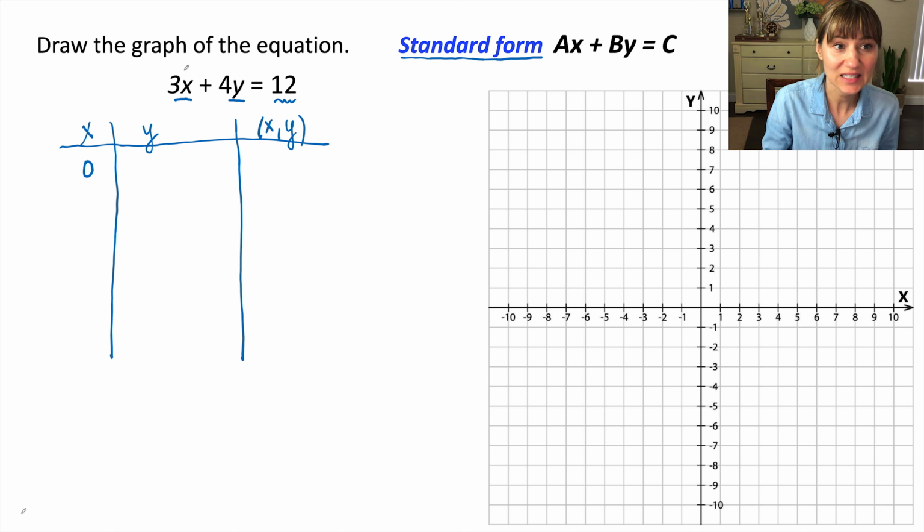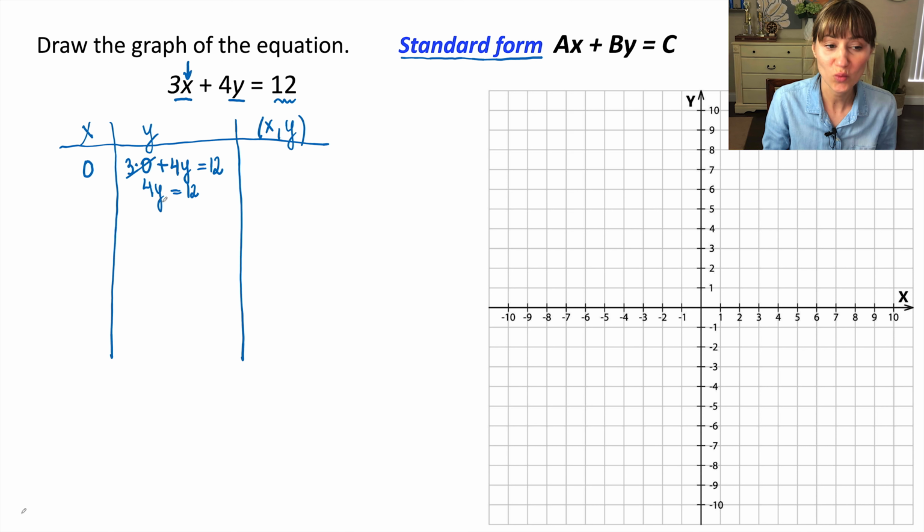We're going to take 0 and plug it in where x is in the equation, and we are going to calculate the corresponding y value. Let's do it. So 3 times 0 plus 4y equals 12. So 3 times 0 is 0, so this will go away and we will be left with 4y equals 12.